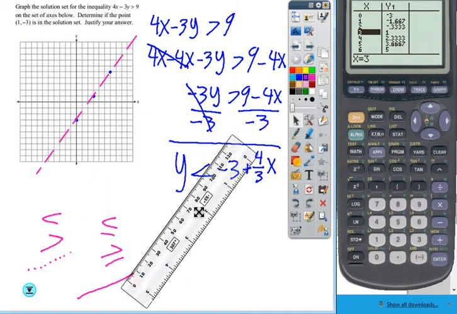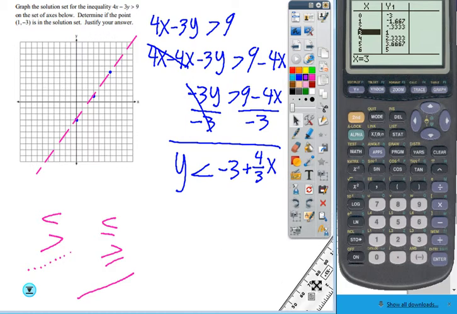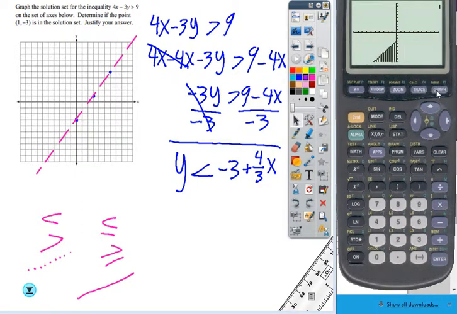Okay. So now that I have my line, I need to include one more thing on my graph, which is the shading. I'm not sure which way to shade this, but I could ask my calculator. If I go and press graph, my calculator is showing me to shade it below the line. So, I will go to my graph, and I will shade below the line.